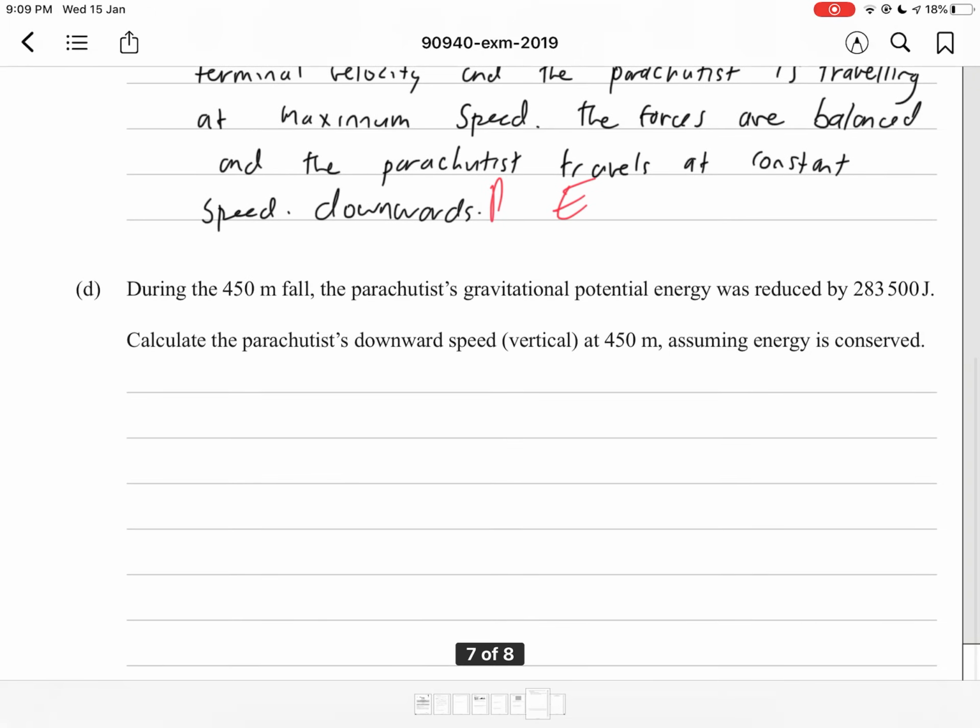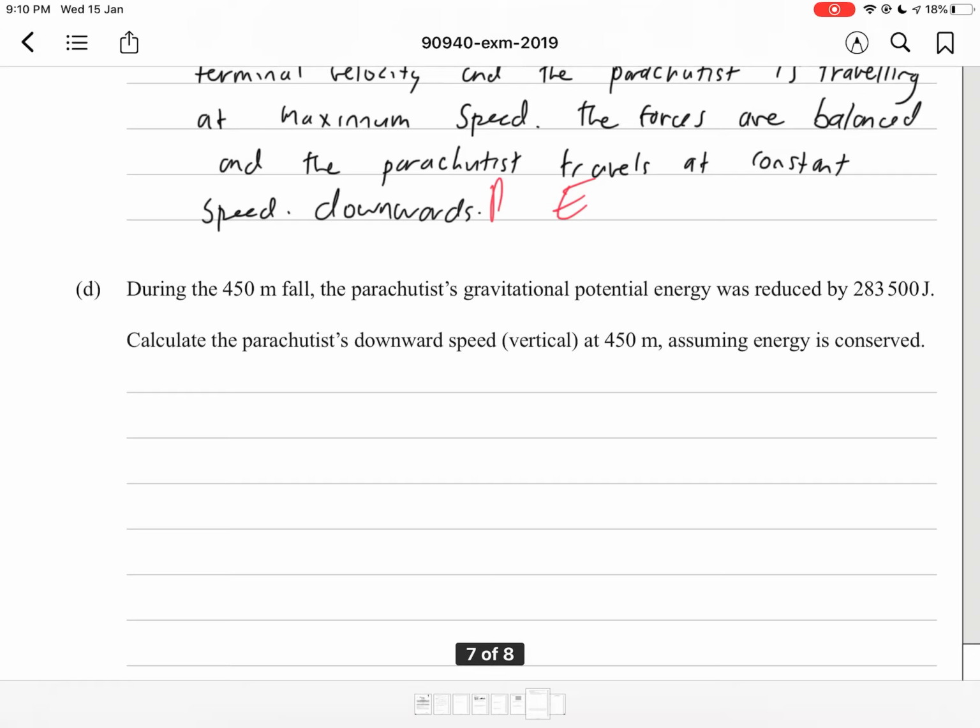Alright, question D. During the 450-meter fall, the parachutist's gravitational energy was reduced by 283,500 joules. Calculate the parachutist's downward vertical speed at 450 meters, assuming energy is conserved. Alright, so the parachutist is going to be on the plane and she's going to jump down. When she jumps down, at the start, she has a certain amount of gravitational potential energy. However, as she jumps from the plane, this gravitational potential energy will be converted into kinetic energy.